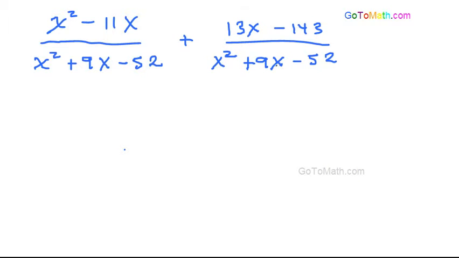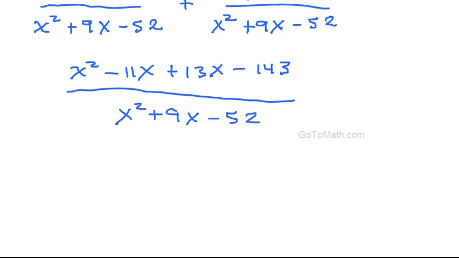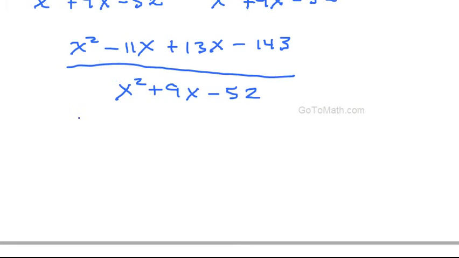Both denominators are the same. So what we'll do then is just add the numerators. That'll make an x squared minus 11x plus 13x minus 143, and then that'll be all over x squared plus 9x minus 52. So let's go ahead and collect up the like terms up here. So we end up with x squared, what is that, 2x?